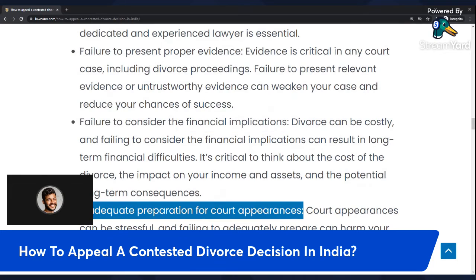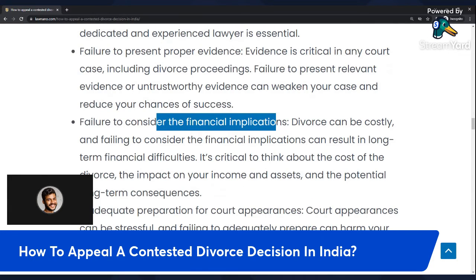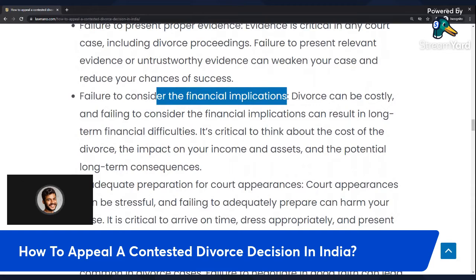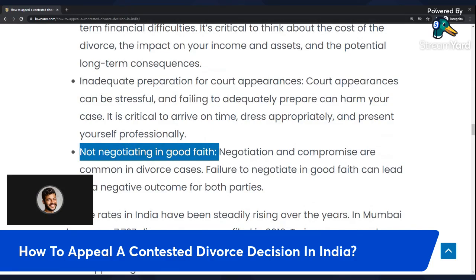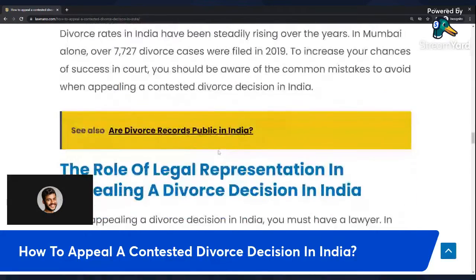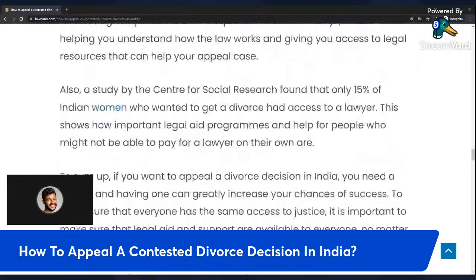Again, you have to be prepared for court appearances. You have to be present there. You cannot have different liabilities or appointments. You have to be present in the court. If you miss it, then there might be legal consequences as well. It might affect the judgment as well. And also, you have to negotiate with your partner in good faith. So these are the important things that you have to keep in mind.